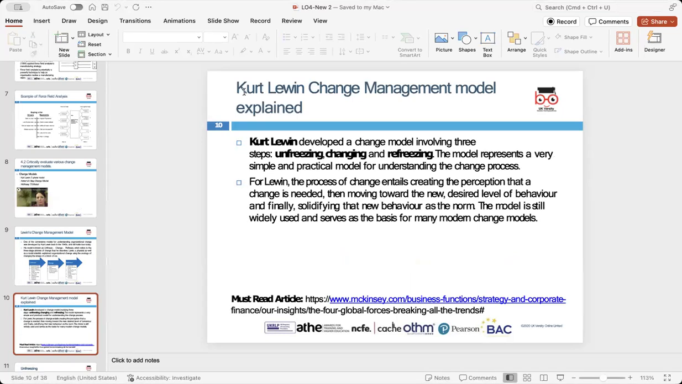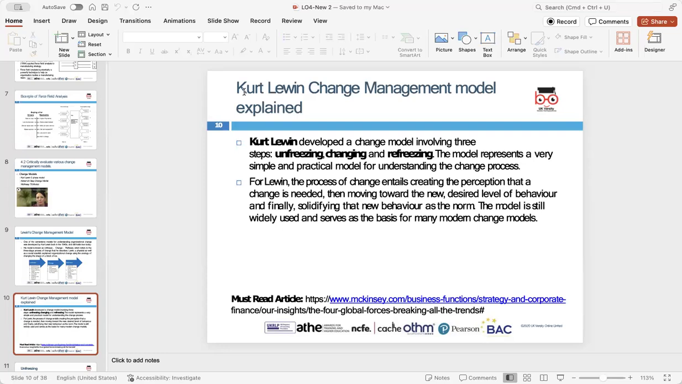Explain Lewin's three-step change process. Lewin's model provides a clear and practical approach to managing change through its three steps: unfreezing, changing, and refreezing. The process begins by creating an awareness of the need for change, then moves towards achieving the desired new behavior, and finally solidifies those behaviors as the norm. The simplicity of this model is why it remains widely used in various organizational contexts.